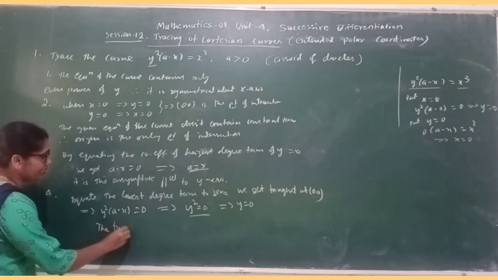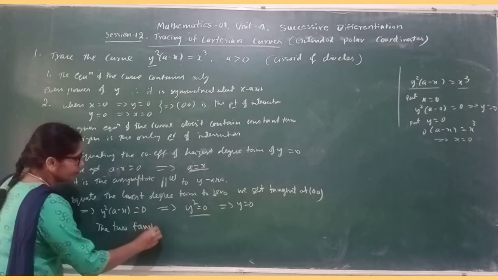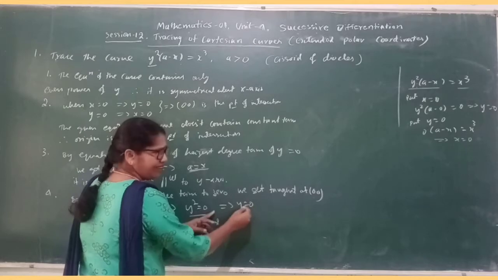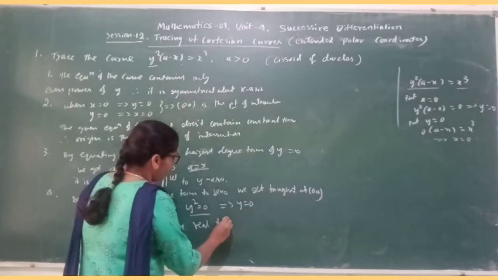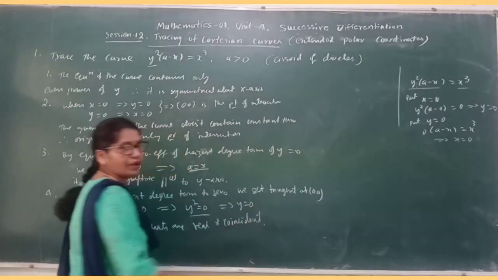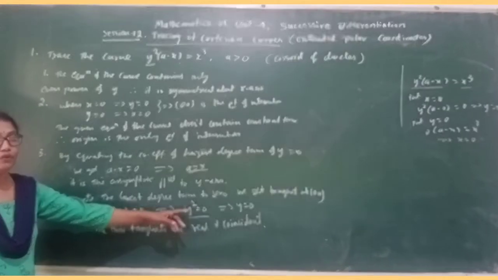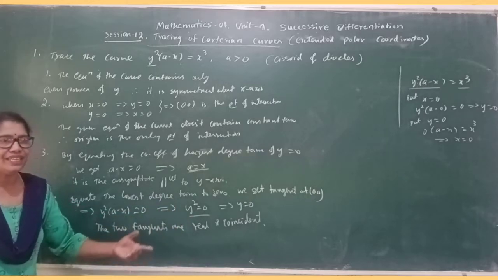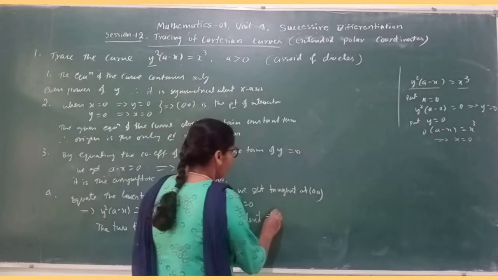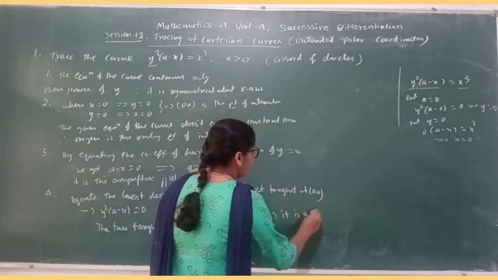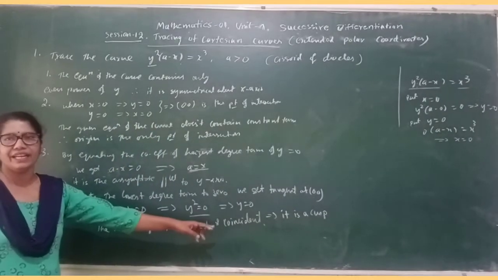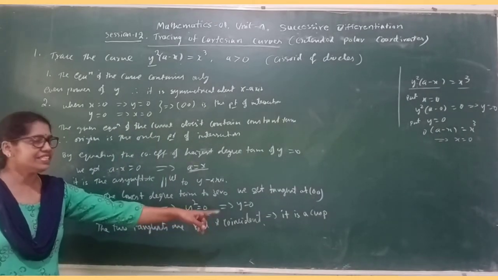The two tangents are real, and see, real value we got. It's not an imaginary value. Real and coincident. So when do we have real and coincident tangents? When the given point is a cusp. So this implies that it is a cusp. When the tangents are real and coincident, then the origin is a cusp.